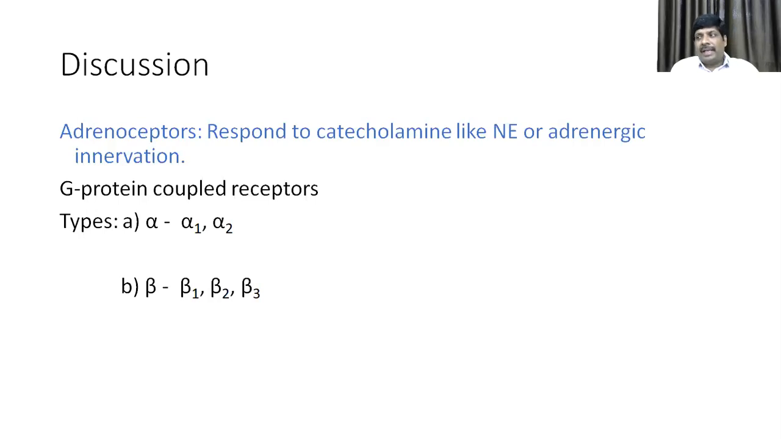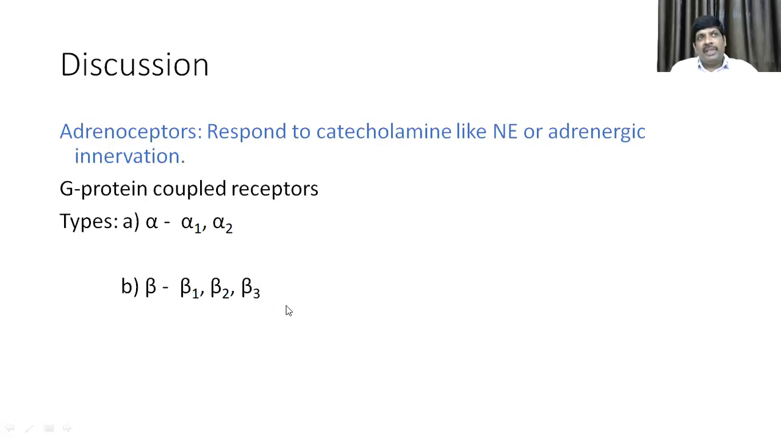Epinephrine acts on all the adrenergic receptors, that is alpha 1, alpha 2, beta 1, beta 2, and beta 3. Whereas norepinephrine does not act on beta 2; it acts only on alpha 1, alpha 2, beta 1, and beta 3.